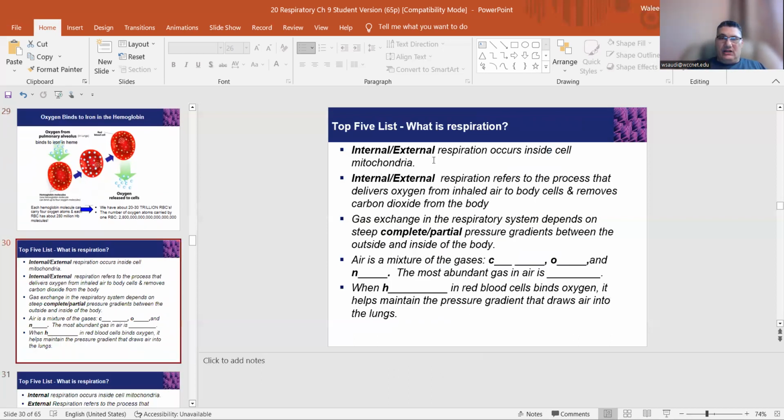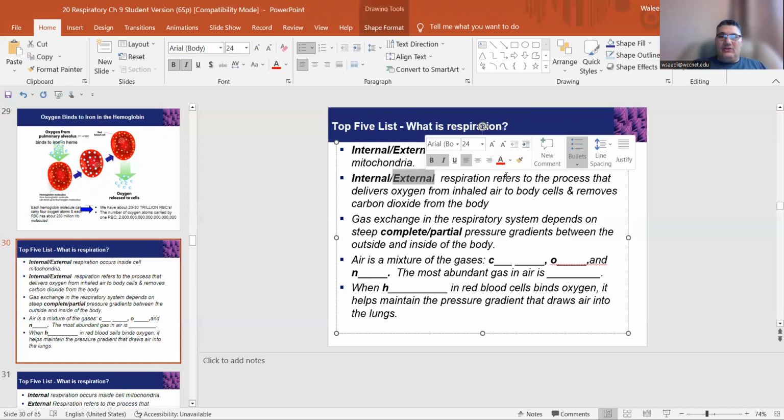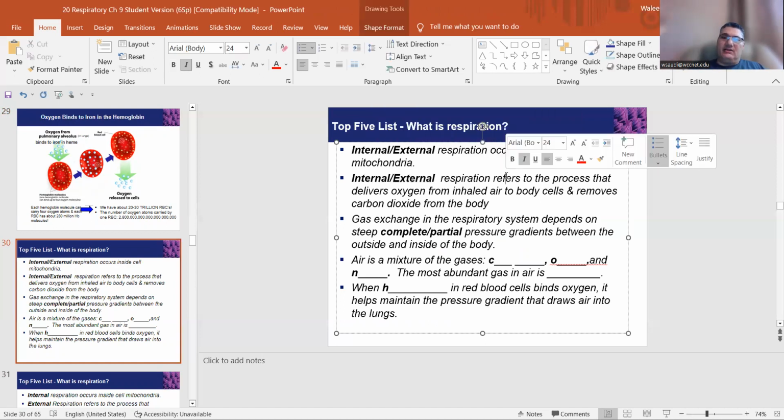So which respiration is inside the cell mitochondria? Obviously, this is internal. Which one is the respiration, getting the oxygen from the air all the way, crossing the lung, in the blood until it reaches the cells? This is the external one.